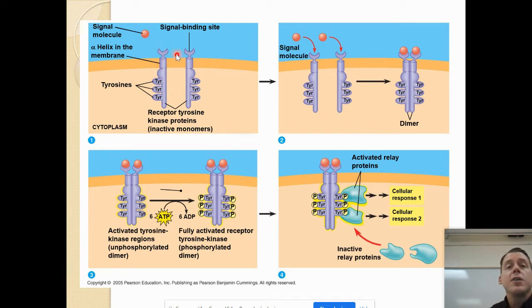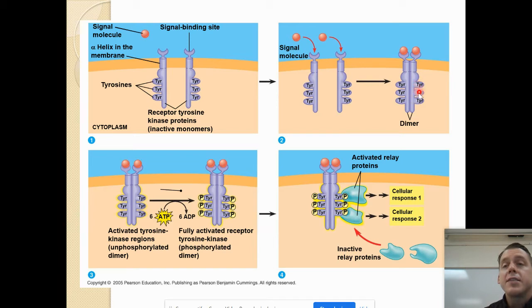When we have two signals and they both attach to the receptors, it is going to cause a conformational change. And that conformational change is going to occur so that it kind of forces these two subunits together to make a dimer. Two parts have come together for one. This is now an active protein.